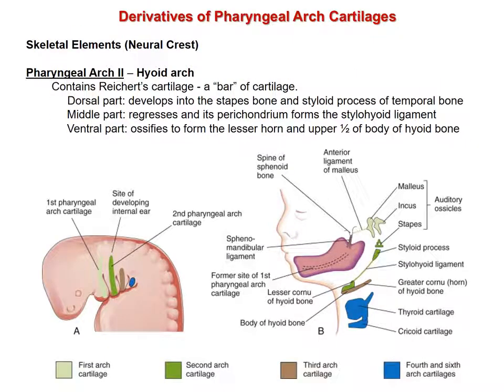The second pharyngeal arch is also named and is called the hyoid arch. It contains a bar of cartilage as well, known as Reichert's cartilage, that is closely related to the developing ear. The dorsal part of this cartilage ossifies to form the third ossicle, the stapes, and the styloid process of the temporal bone. The ventral part of the cartilage ossifies to form the lesser horn and the superior half of the body of the hyoid bone. The intervening segment of cartilage regresses, and its perichondrium persists as the stylohyoid ligament.